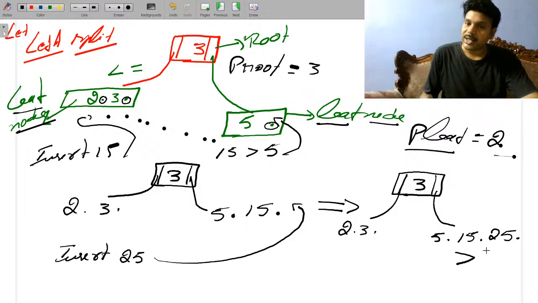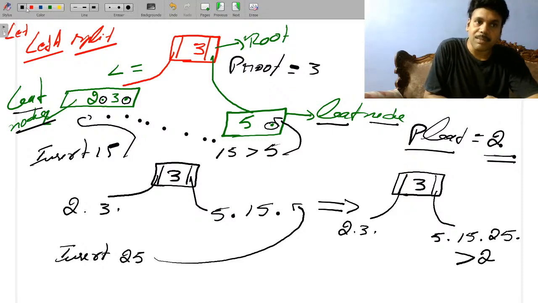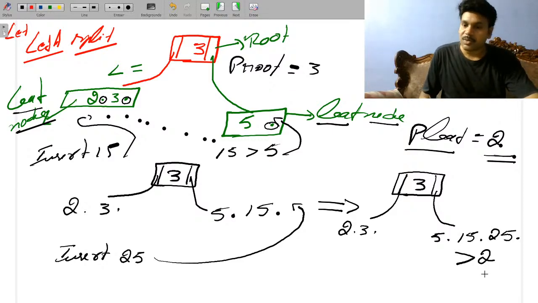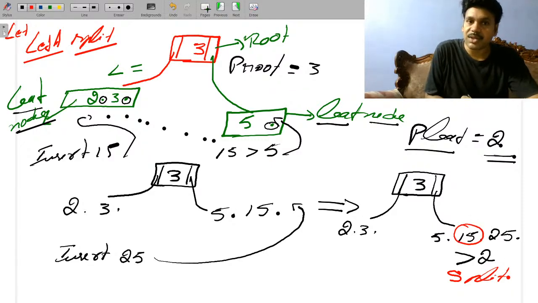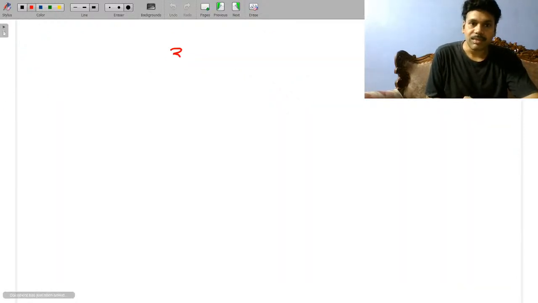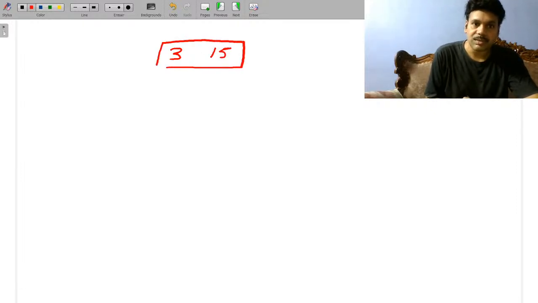We got it is greater than 2, your P leaf that is equal to 2. Therefore, once again, what will happen? There is a requirement of what? Split. This time, the middle element is going to go up. So we got a new structure now. What is that? 3 and 15 towards the root.